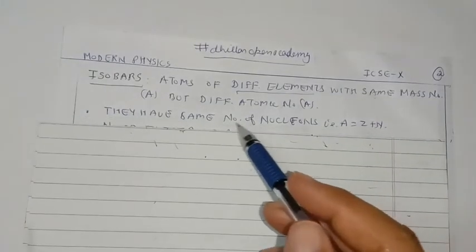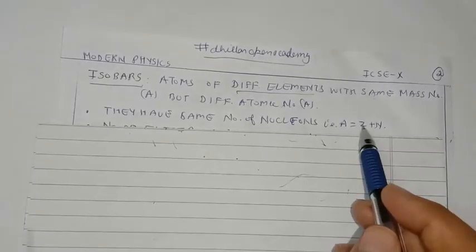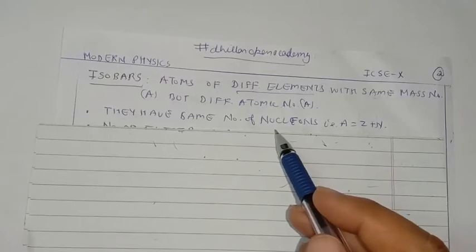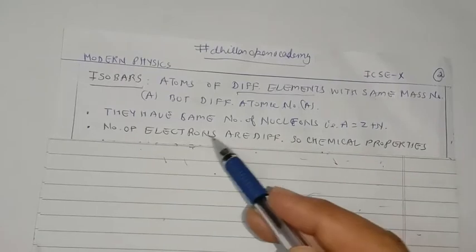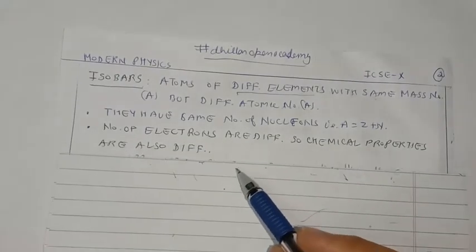So they have the same number of nucleons because the mass number is the same. Mass number is the sum of proton and neutron number, collectively called the nucleons also, protons and neutrons. So they have the same number of nucleons. Because the number of electrons is different, different isobar atoms have different chemical properties.